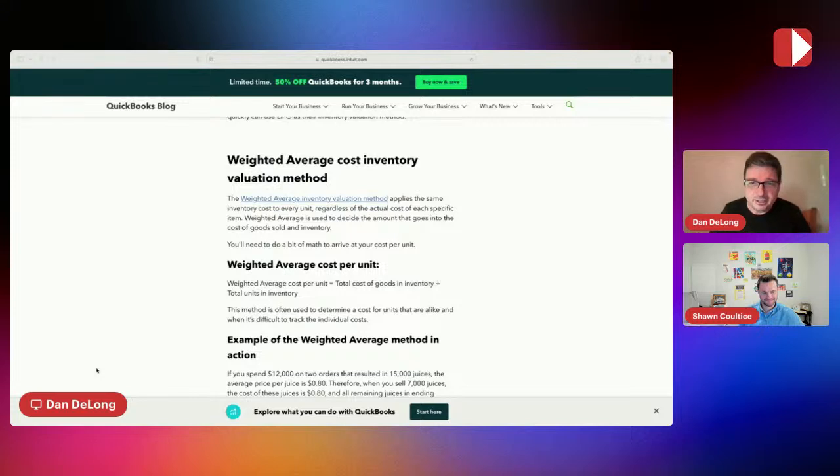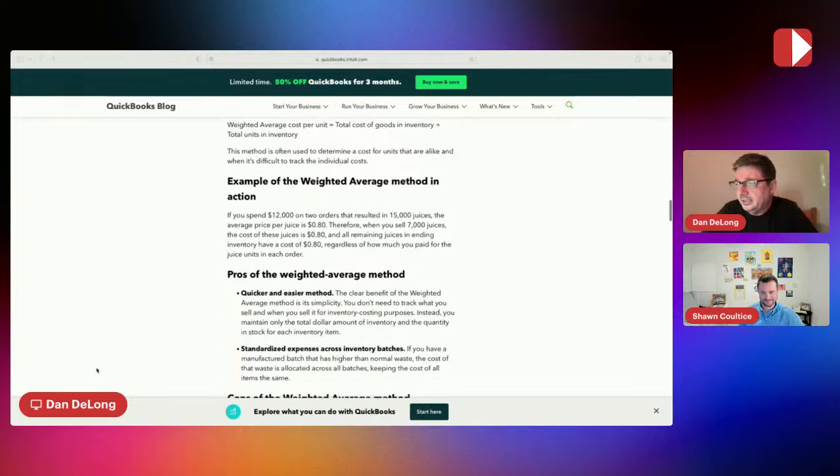You can't just change that midstream, especially mid-year. You've got to work with your accounting professional to make sure that you're in compliance of all of those things.